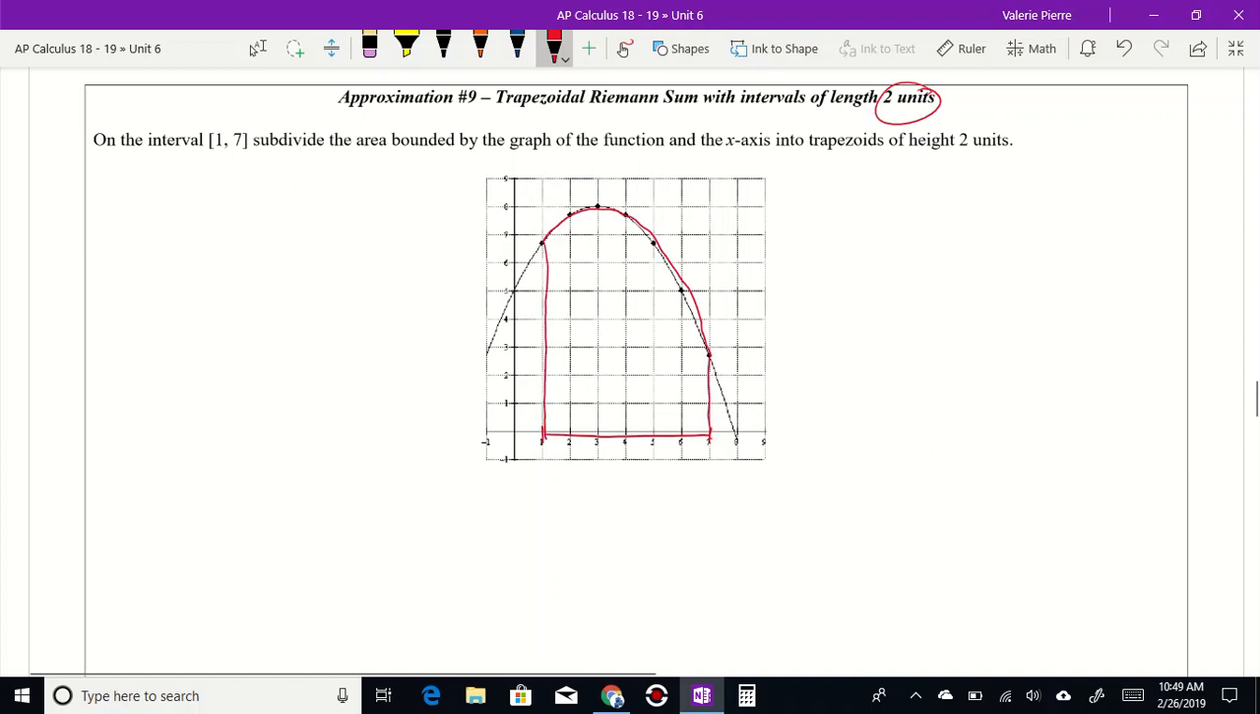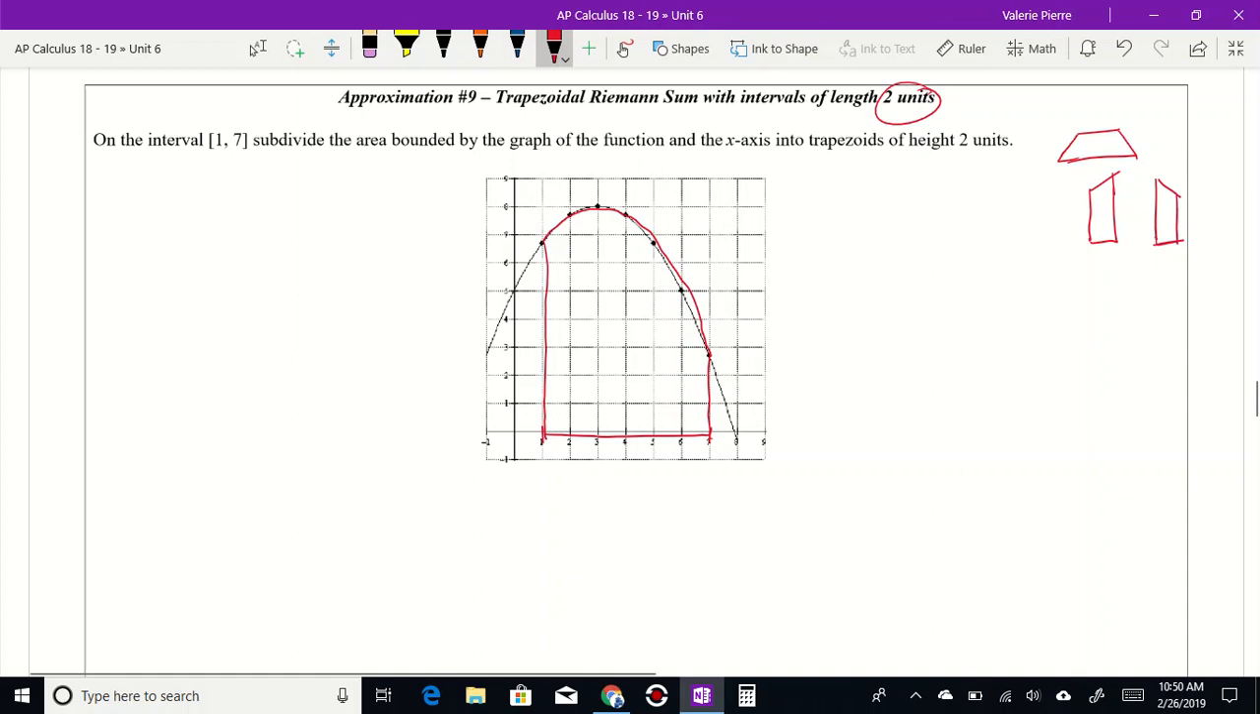We want to draw trapezoids of height 2 units. Okay, so trapezoids come in many different shapes, right? We're used to seeing them look like this. In our case, our trapezoids are going to be flipped. So our trapezoids are going to have a situation that looks similar to this, or something similar to this.